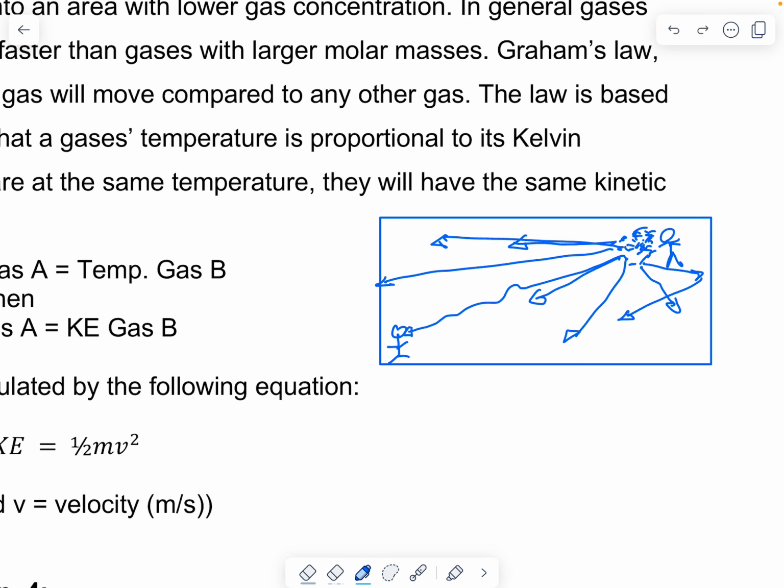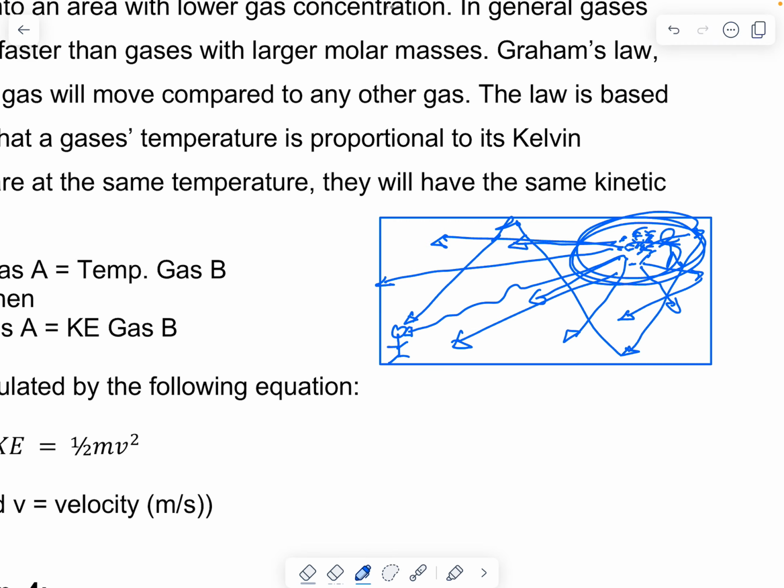They move in random directions, in all directions, and they just kind of bounce off of everything here, there, and everywhere. And eventually they might go from where we had lots of gas, which is over here, and they'll migrate to where we have very little gas. And so that's the deal there, right?